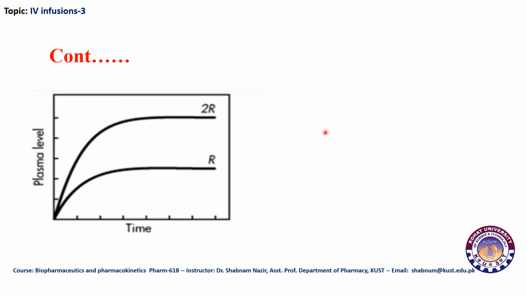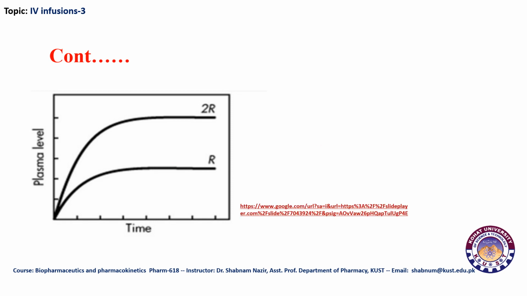Here in this graph, you can see the same concept which we were discussing in the previous slide. This curve is showing the rate of infusion R, and then this curve is showing the rate of infusion when it is almost double the previous one. You can see that the time at which the steady state level is achieved in case of 2R and in case of R is the same. It is the same. I will explain it with the help of a pen.